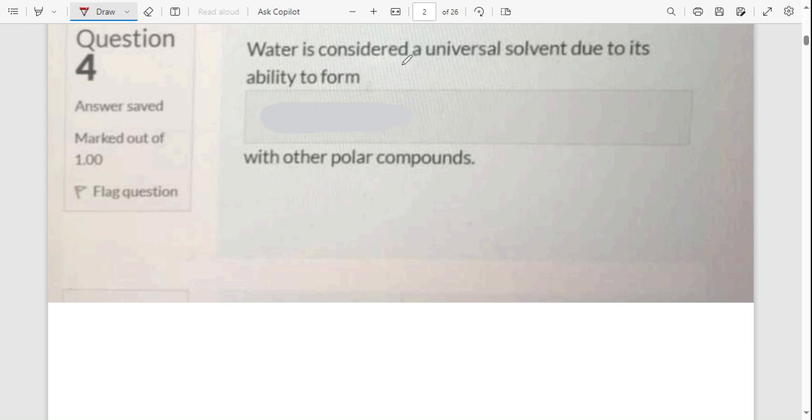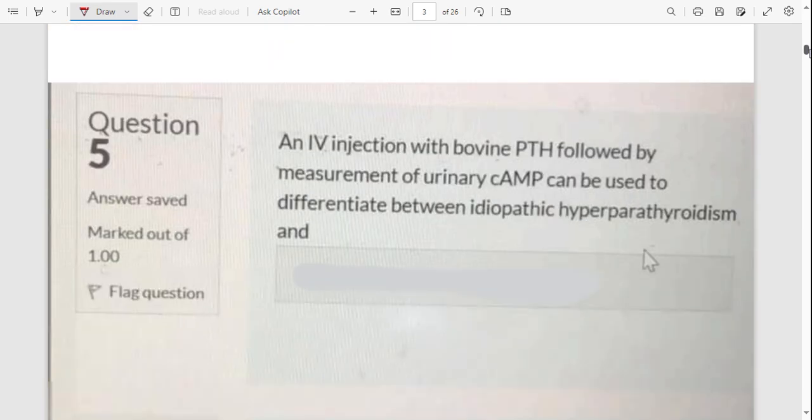Water is considered a universal solvent due to its ability to form dash with other compounds. Water can form hydrogen bonds with other compounds, and because of that, it can dissolve almost anything that has got polar bonds.